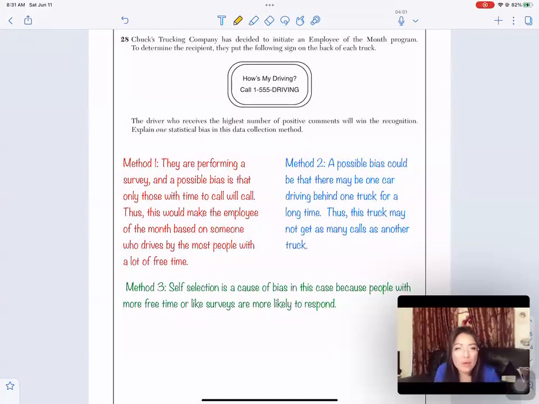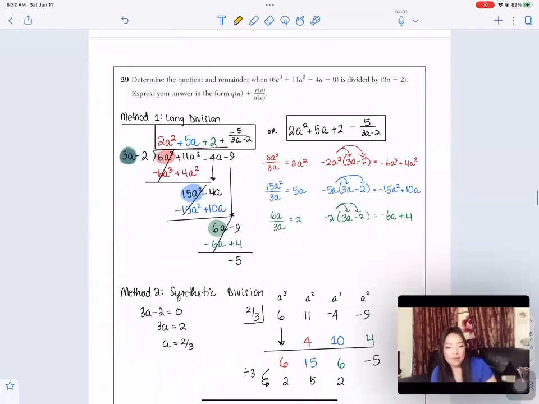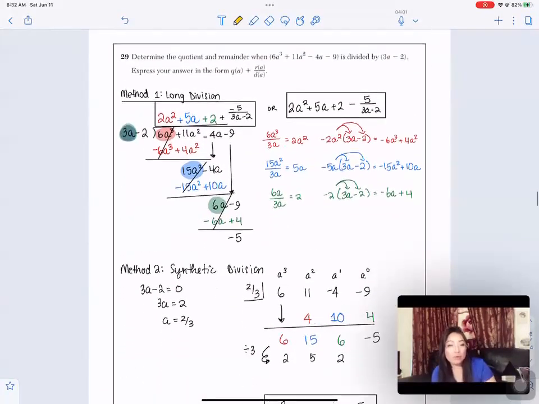So method one, they're performing a survey and a possible bias is that only those with time to call will call. Thus, this will make the employee of the month based on someone who drives by the most people with a lot of free time. Okay. Method two, a possible bias could be that there may be one car driving behind one truck for a long time. Thus, this car may not get as many calls as another truck. Okay. All right, that was for 2 points.